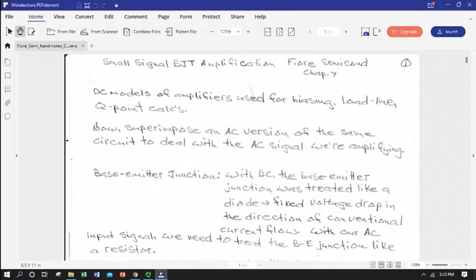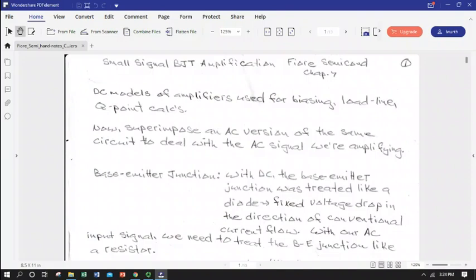So with that said, we are going to have to superimpose an AC version of our same circuit model that we've been using so far in order to deal with our AC signal that we're amplifying. So for the first time we are actually going to use our amplifier circuits to amplify. So to do that we need a new circuit model.